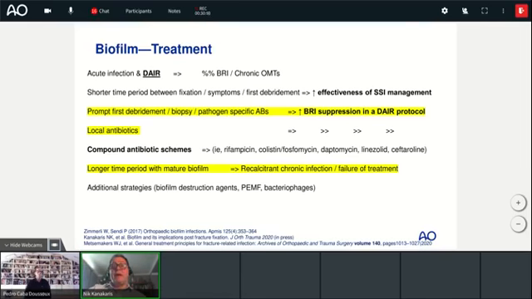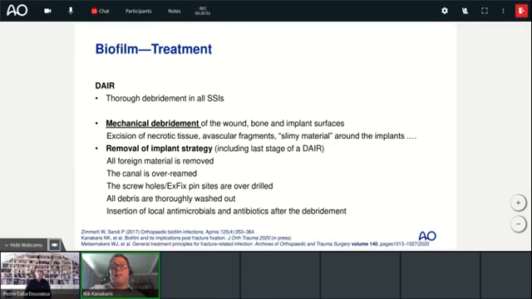When the implant is not retained and we remove it, we need to make sure that nothing is left behind as far as foreign bodies and dead material, and that the canal is debrided. I'm sure over the next few hours we're going to discuss this further.